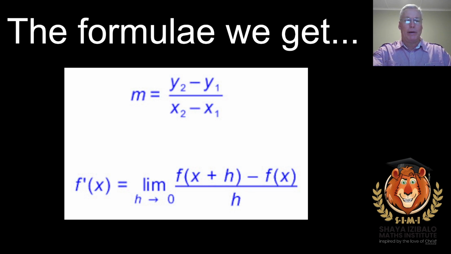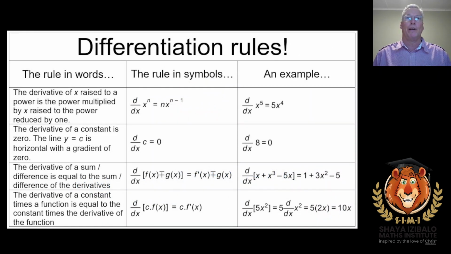The next thing I want to quickly talk you through are the differentiation rules. I've given them to you in three different forms here: in words, in symbols, and then probably the most useful is an example. So the first one, if we've got x raised to a power and we differentiate that, the power comes down to the front and reduces by 1. So for example, if we differentiate x to the 5, it becomes 5x to the 4. The second one, the derivative of a constant, something that doesn't have a variable in it, no x in it, is 0. So for example, the derivative of 8 is 0.